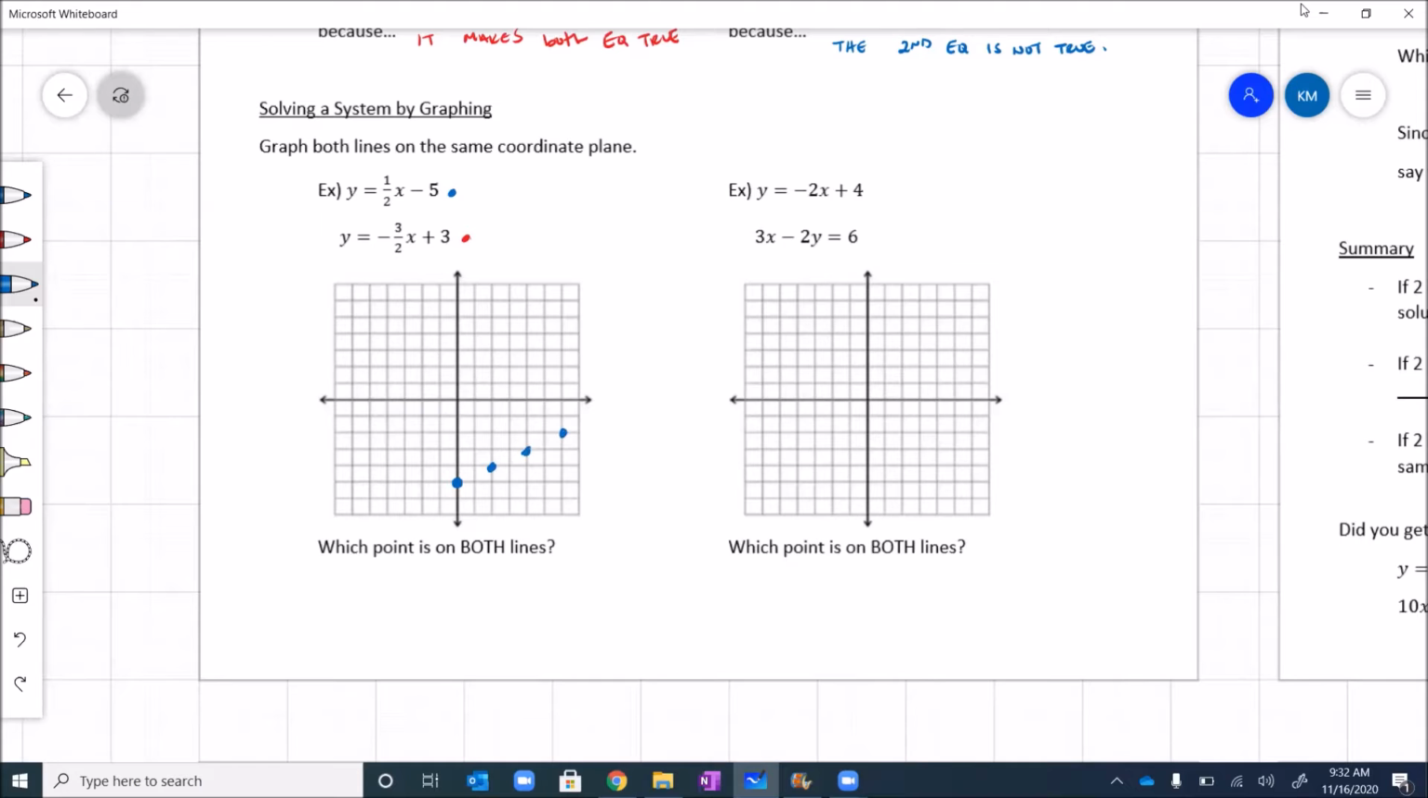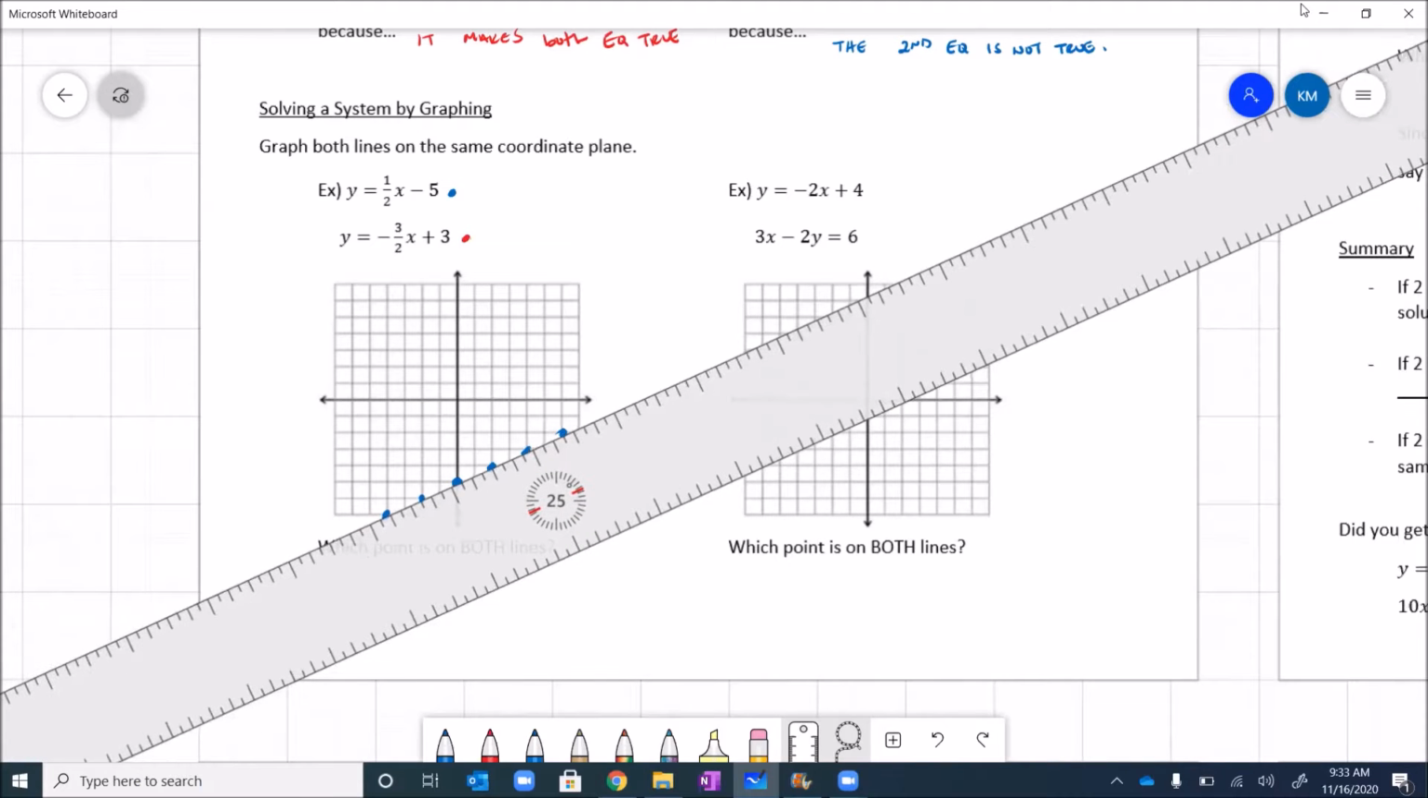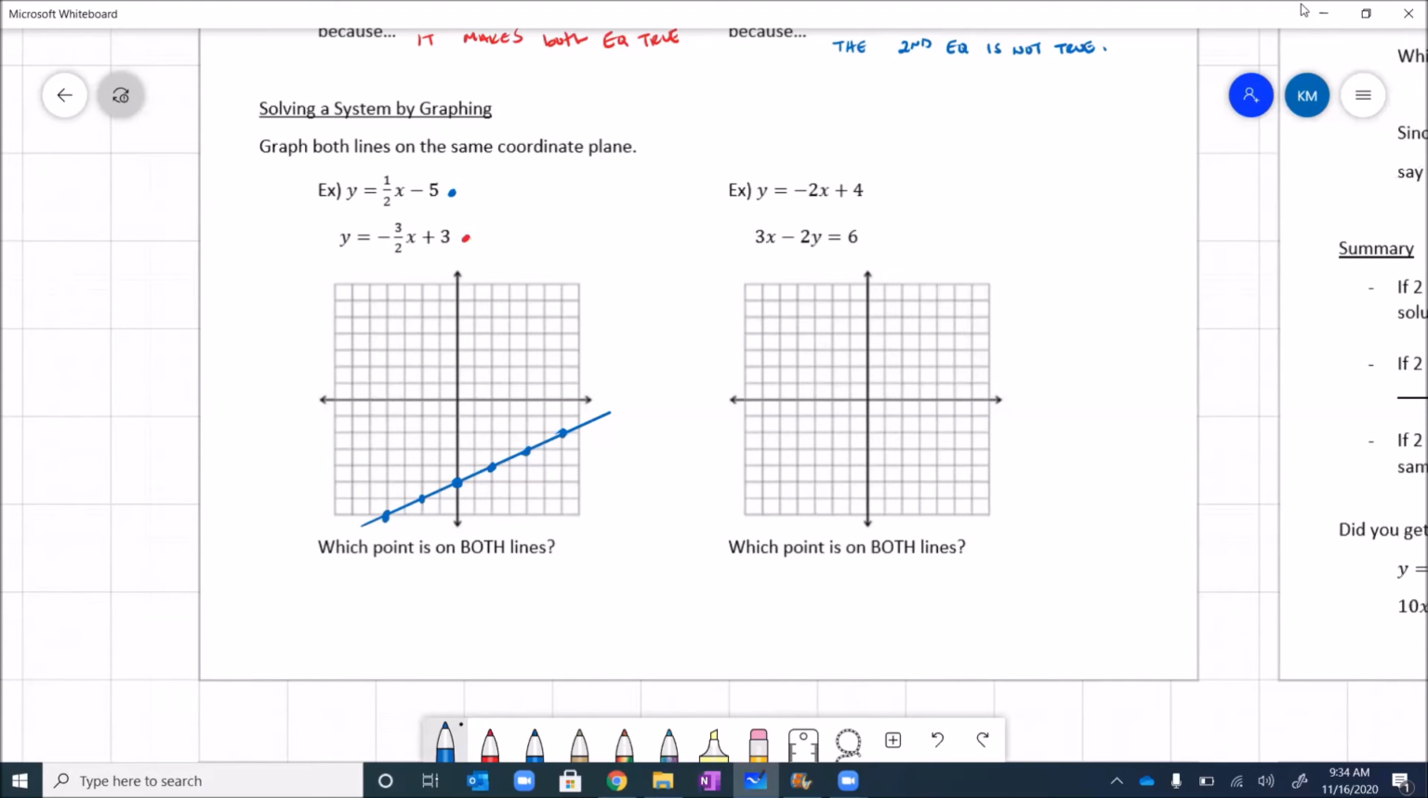I'll continue that through the graph, down 1 over 2, down 1 over 2. Okay, and our line would go through there somewhere. So with that, put that ruler there. So there's my line.